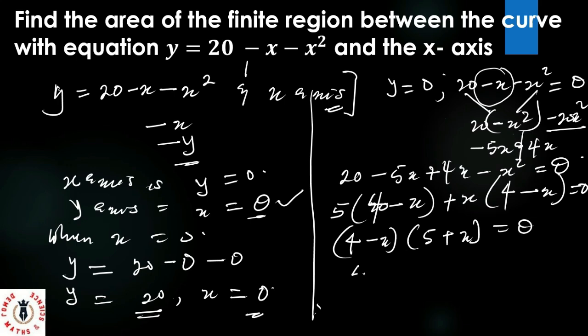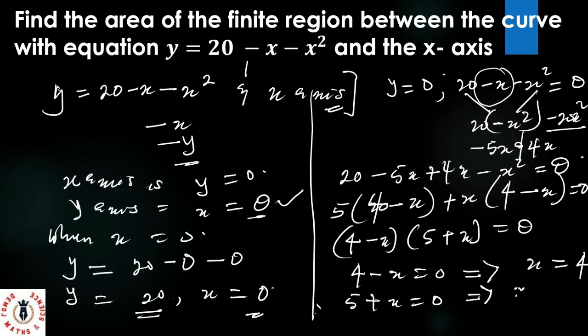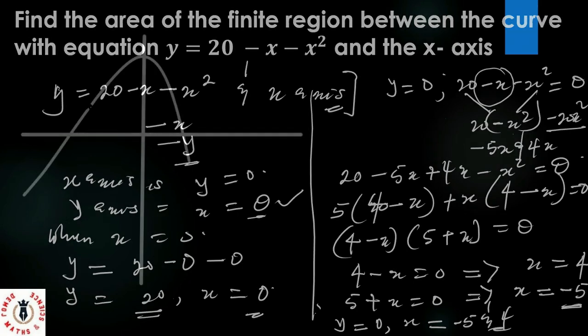Now I can deduce that 4 minus x is equal to 0, and when 4 minus x is equal to 0, obviously x is equal to 4. And 5 plus x is equal to 0, also when 5 plus x is equal to 0, obviously x is equal to minus 5. So we can conclude that when y is equal to 0, my x values are minus 5 and 4. Now we can draw our curve.